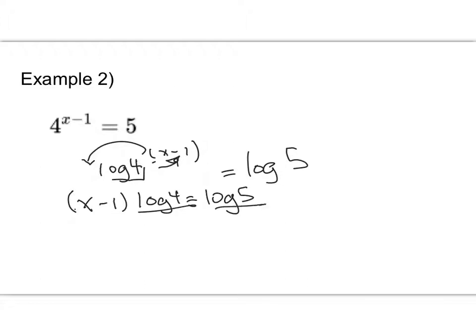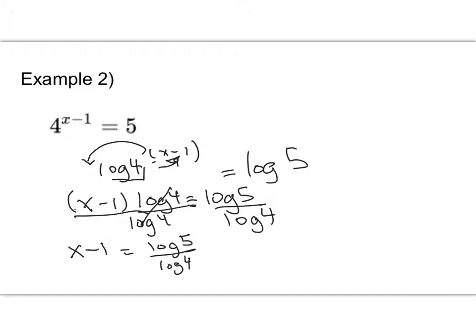Log of 4 and the log of 5 are numbers. The log by itself isn't a number, but the log of 4 and the log of 5 are numbers. That means I can go ahead and divide this side of my equation by the log of 4, and that's going to get rid of the log on that side of my equation. So then I'm left with x minus 1 equals the log of 5 divided by the log of 4. And x is equal to the log of 5 divided by the log of 4 plus 1.